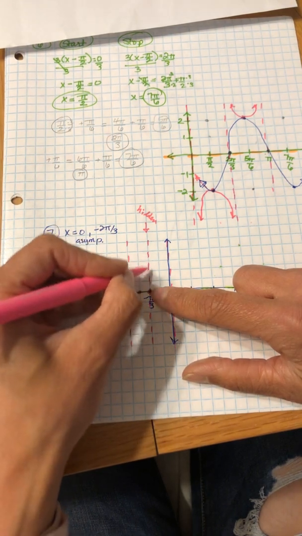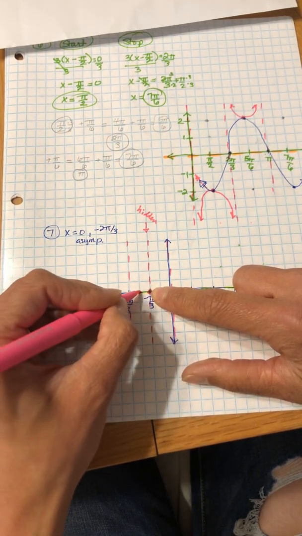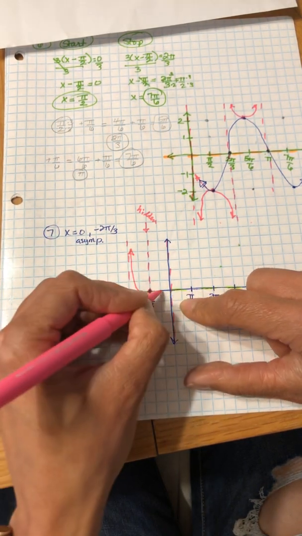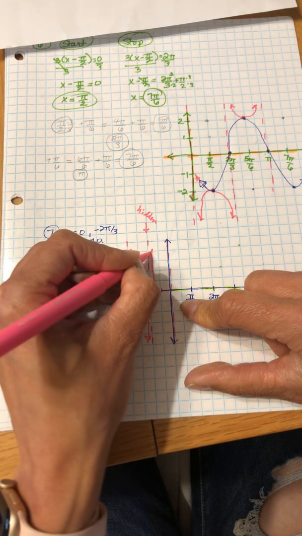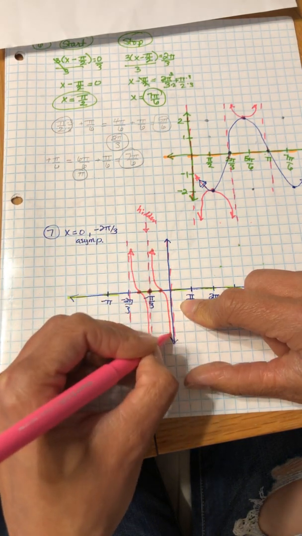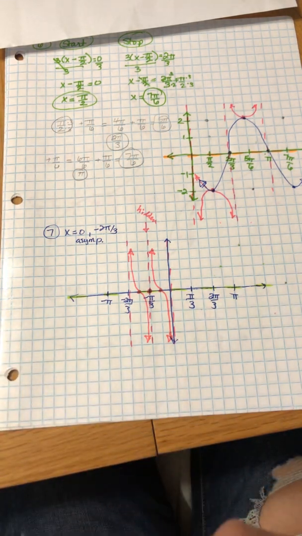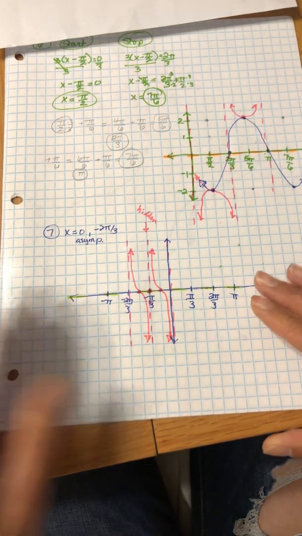And we do the reverse. You know how tangent goes up on the right, down on the left? For cotangent, it goes up on the left, down on the right. Plot it in the middle. Hug the wall up on the left, down on the right. And there is our cotangent graph. So that was number 7.